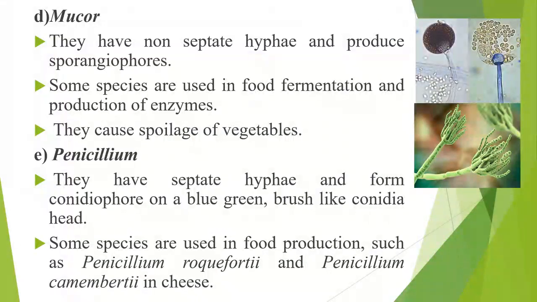Next one is Mucor. They have non-septate hyphae and also produce sporangiophores. Some species are mainly used in food fermentation and also in the production of many valuable enzymes. At the same time, they also lead to the spoilage of many vegetables. So the fourth one is Mucor. They have non-septate hyphae and produce sporangiophores, and some species are used in the fermentation of valuable products and also in the production of many applicable enzymes. At the same time, some lead to the spoilage of many vegetables.